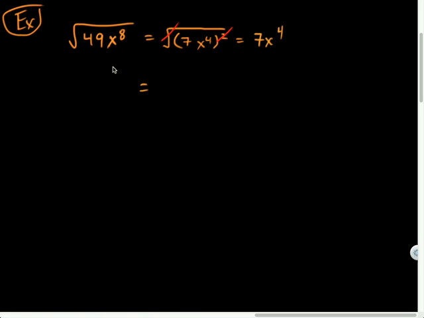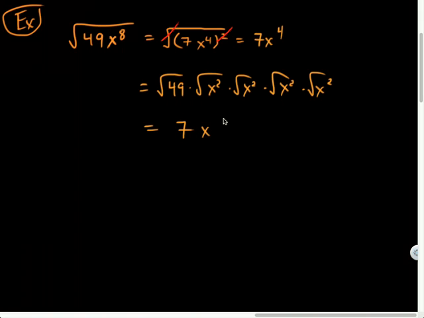Another way you could do this, I actually might have broken this up into the square root of 49 times the square root of x squared times the square root of x squared times the square root of x squared times the square root of x squared. Here's another weird way you could think about it. Square root of 49 is 7. Square root of x squared is x, x, x, and x. And then if I simplify that all out, I get 7x to the 4th. All right, so there's kind of a few ways you can think about it. And we'll actually even learn some other tricks later.